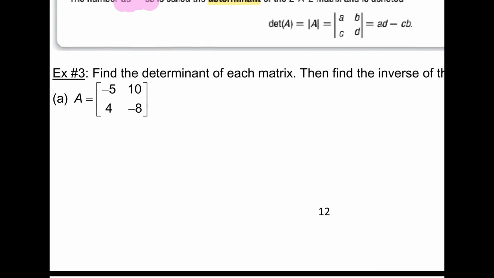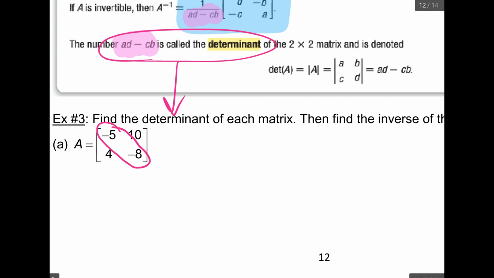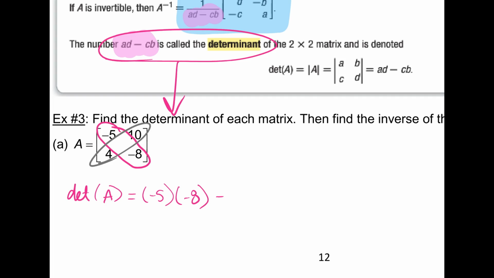All right, so let's find the determinant of each matrix, then find the inverse if it exists. So I need to find the determinant. How do I find the determinant? Cross. Yep, so I have A times D. So let's find the determinant of A. This is going to be negative 5 times negative 8. Then I'm going to be subtracting C times B, so subtracting 4 times 10.